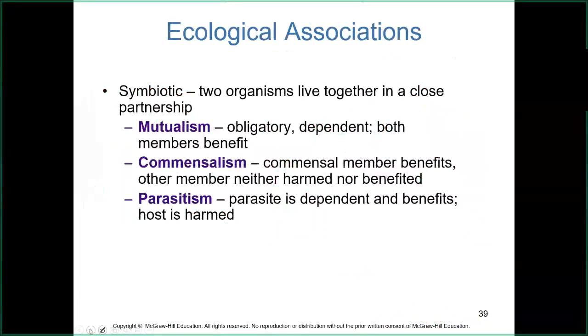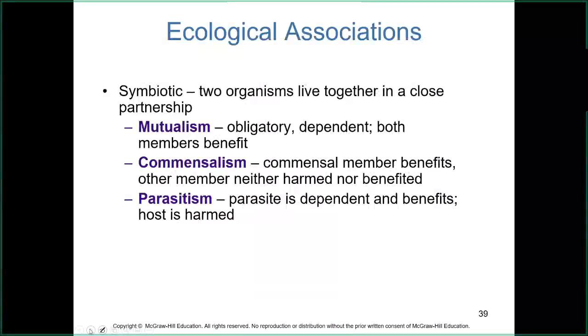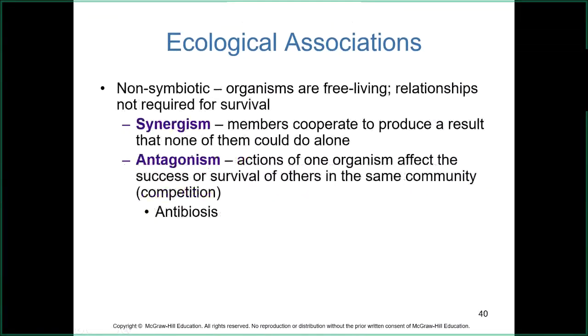So we've got symbiotic relationships. These are close, usually very intimate. We have the non-symbiotic ones, which are not intimate. These are instances where the relationships are only temporary in many cases, and they're certainly not required for survival. And in fact, antagonism is counter to survival for all of the competing species.